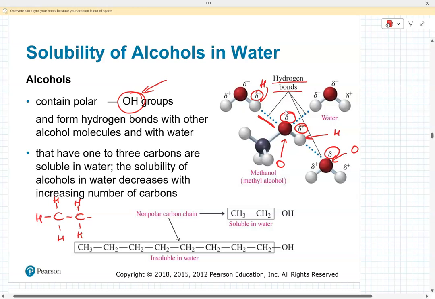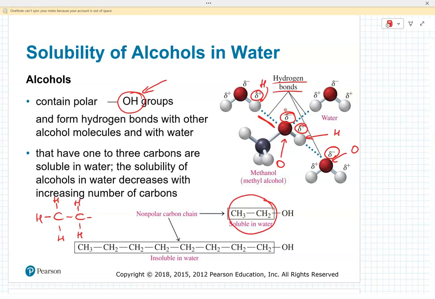So, remember, electronegativity for carbon is 2.4, I believe, and for hydrogen is 2.1. So the difference between them is too small to make this bond polar. Therefore, this part of the molecule does not have any polar bonds. Understand? So the bigger the hydrocarbon tail, the less soluble the molecule is.